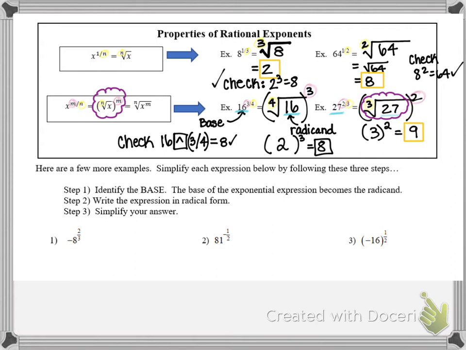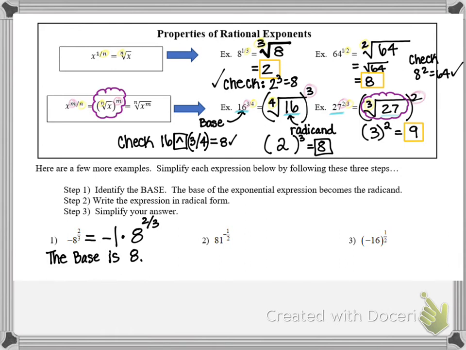Okay, here's a few more examples. Let's look at number 1. We have -8 to the 2/3 power. Now, we're also going to follow these 3 steps. So step 1 is identify the base. So in number 1, I first want to rewrite it. Notice how the negative sign is not in parentheses with the number 8. So this is the same as -1 times 8 to the 2/3 power. So actually, my base is just the number 8. My base is not -8. So you got to be careful of that.